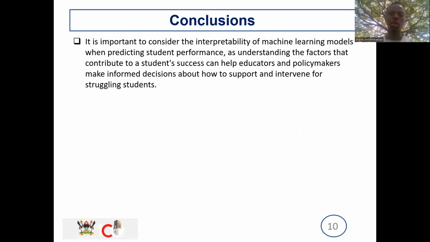In our conclusion, it is important to consider the interpretability of machine learning models in predicting student performance. Understanding the factors that contribute to student success can help educators and policymakers make informed decisions. There are other factors that influence prediction and influence performance. One of them is feeding, modes of teaching, the teaching and learning environment, and many others that influence student performance.